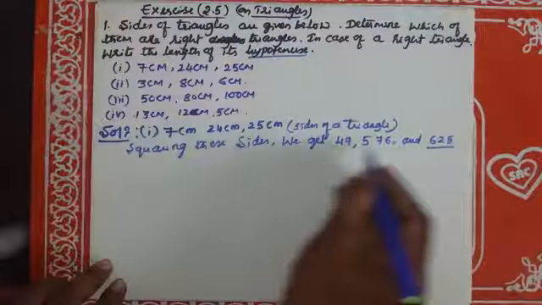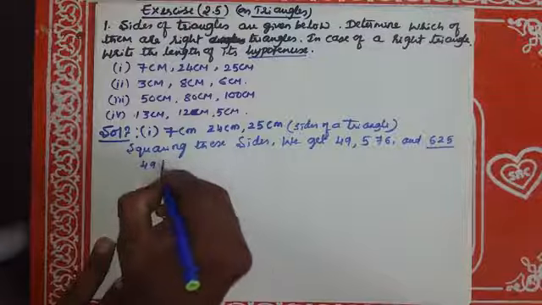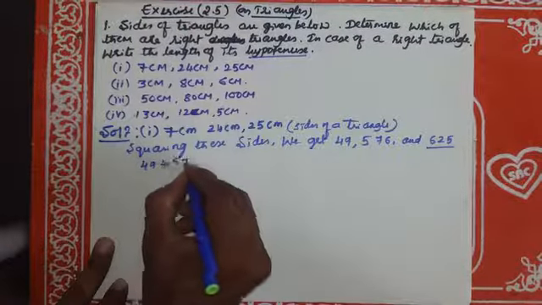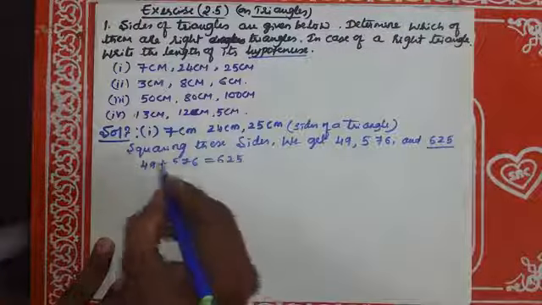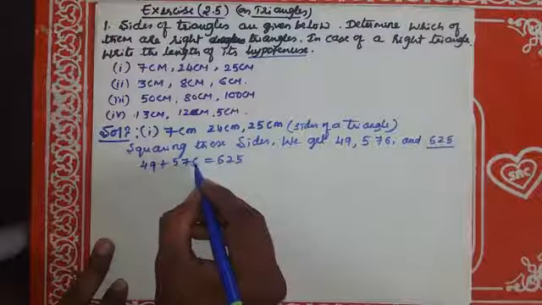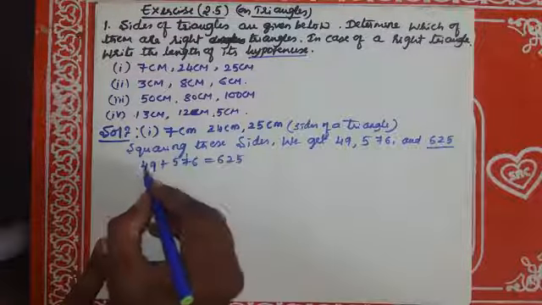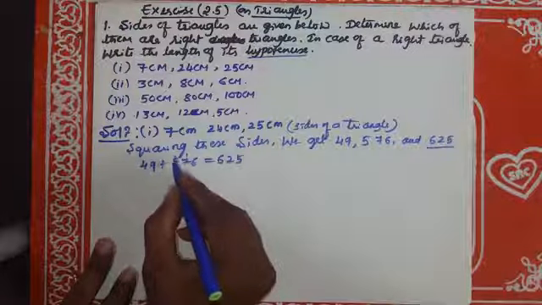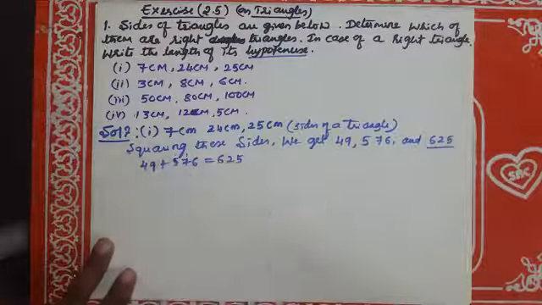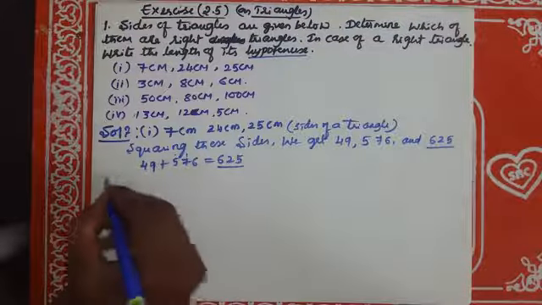Squaring these sides: 49 plus 576 is equal to 625. See here, 9 plus 6 is 15, 1 carry 5, and 7 plus 4 plus 1 is 12, 1 carry 2, and next 5 plus 1 carry is 6. So 625.